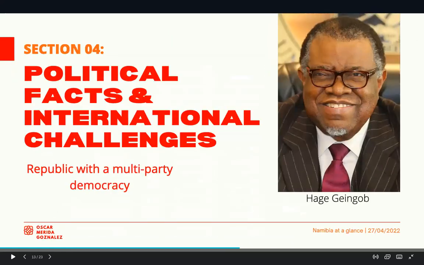Then let's talk about the political facts and international challenges. Politics of Namibia take place in a framework of a semi-presidential representative democratic republic, whereby the president of Namibia is both head of state and head of government, and a pluriform multi-party system. Here on the right side, you can see the picture of a man whose name is Hage Geingob, who is the current head of state and head of government of Namibia.